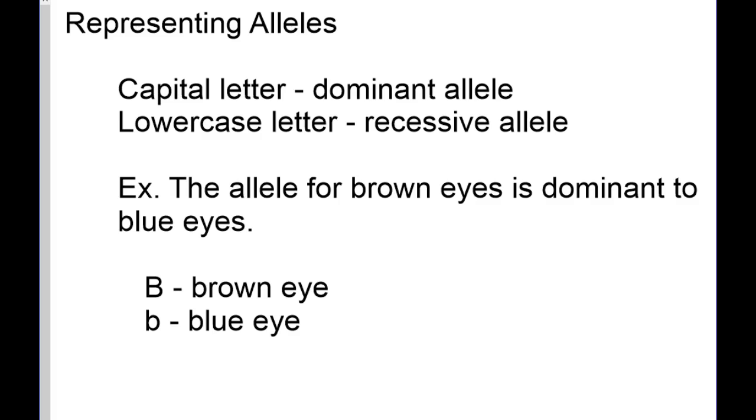We need to choose a letter. You could have easily chosen E. It doesn't matter which of the 26 letters I choose. You use the same letter for the same gene. So we're going to use B's for eye color. The dominant allele is brown, so that's why we have a capital B there. The recessive is blue, so it gets the little b.